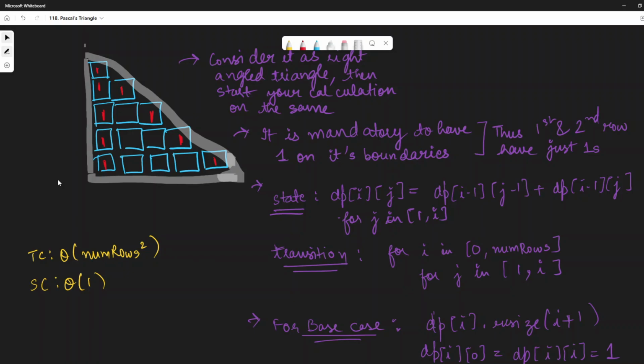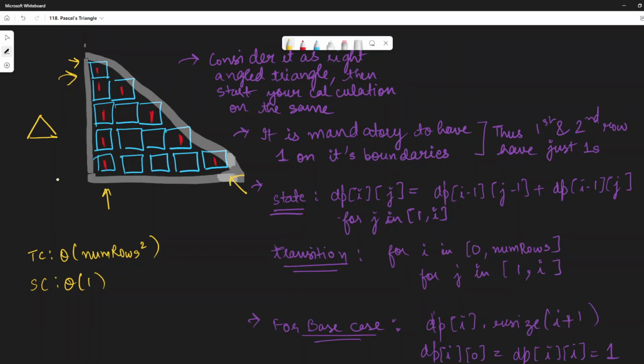Rather than considering a triangle like this, it's better to consider a triangle like this. It would be much easier for all the computations. So now the first row would always be 1. As per the rules of Pascal's triangle, our boundary should always be 1. So here the boundary and here the boundary, all of these are 1 only.